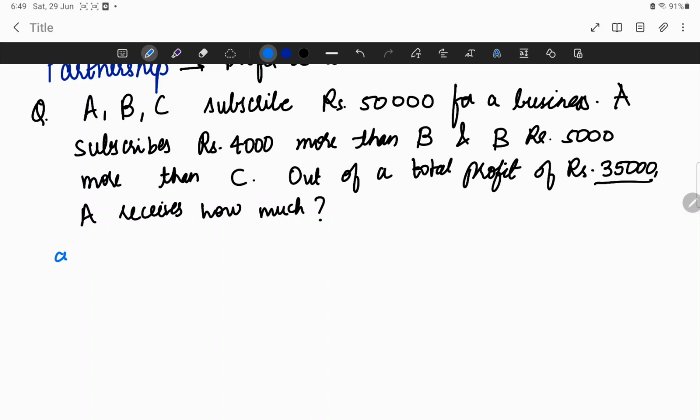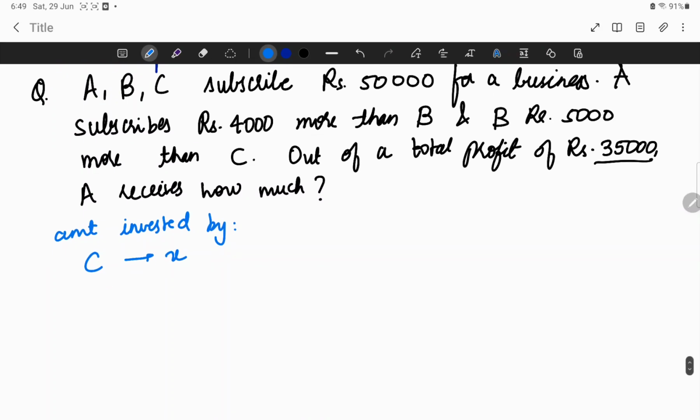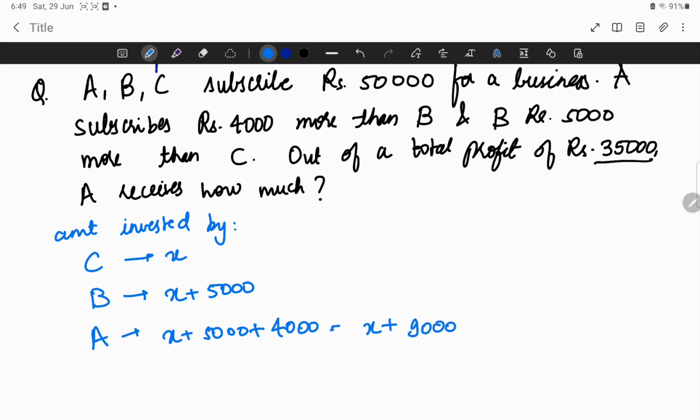So amount invested by C, let it be x. Amount invested by B, we know that B invests rupees 5,000 more than C, so that will be x plus 5,000. And amount invested by A is 4,000 more than B, so by A is x plus 5,000 plus 4,000 because it's more than B, so that is x plus 9,000.